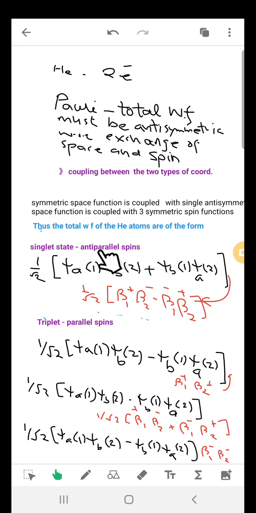So this is for antiparallel spins. If the first spin is up, the next spin is down. So it forms the singlet state. But if the spins are parallel, that means both spins are in the same direction, then we can form three different states. The first one stands for two spins in the up direction, and the last one stands for two spins in the down direction. And the middle one is actually a combination of these two. So we are getting three states corresponding to the parallel spins of the electrons.